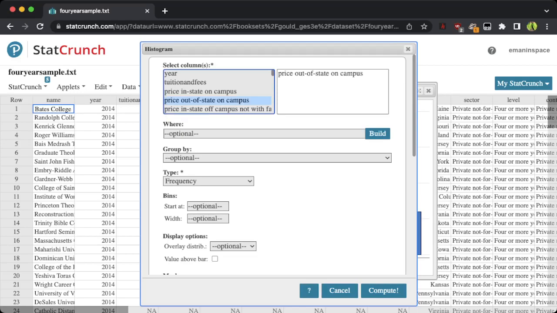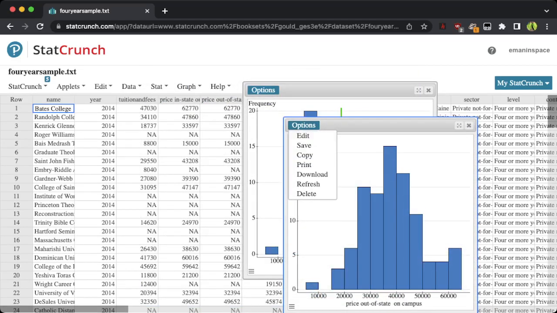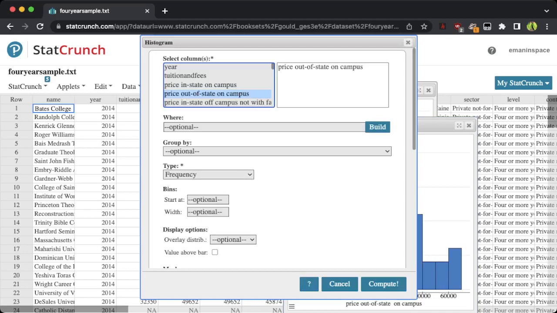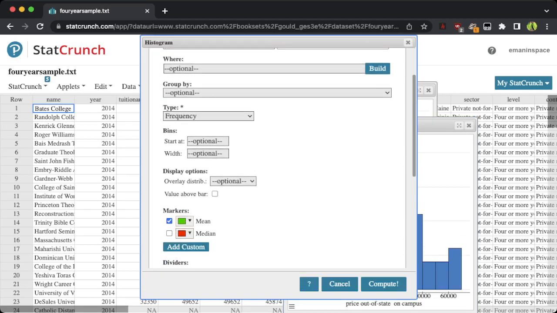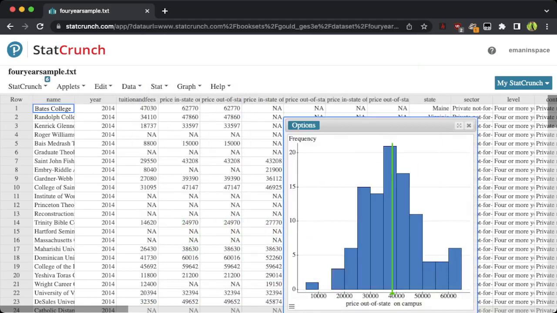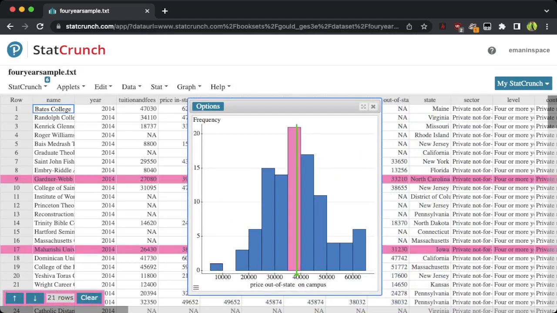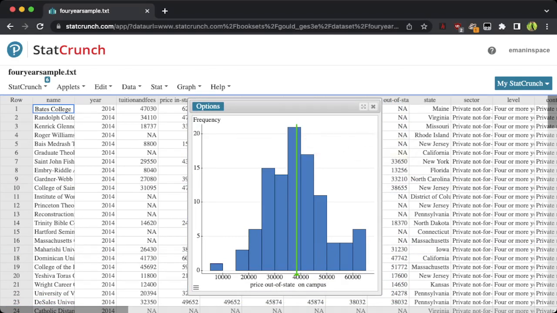Let me look at one other one. Let's do price out of state. There, that one looks a little better. So we're going to do out of state living on campus with the mean marker. You can see that the green line is the mean. If you hover over it, it says the mean is about $38,329. So typically the price of out of state tuition and living on campus was about $38,329. If you are coming from out of state and you're going to live on campus, that's how much you would typically expect to pay.